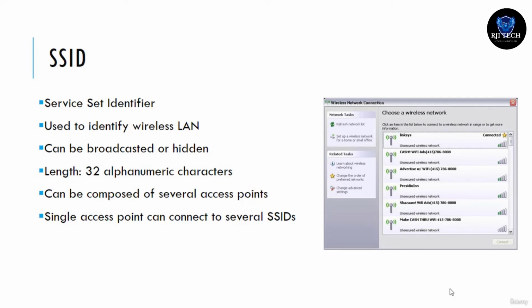The length of the SSID can reach 32 alphanumeric characters. This is the name of the network, can reach 32 alphanumeric characters. It can be composed of several access points. Several access points can serve the same SSID, can connect devices to the same SSID. A single access point as well can connect to several SSIDs. According to the configuration of this access point, it can connect devices to many SSIDs, many names of networks, through the same access point.